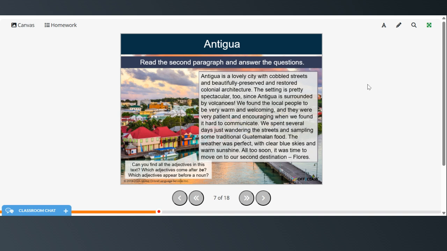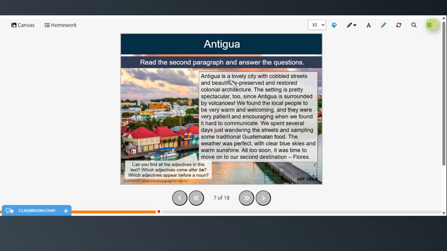We spent several days just wandering the streets and sampling some traditional Guatemalan food. The weather was perfect, with clear blue skies and warm sunshine. All too soon, it was time to move on to our second destination, Flores. So see if you can find all the adjectives in this text, which adjectives come after be, and which adjectives come before a noun. And you can pause the video, try that on your own, and then restart when you're ready to check your answers.